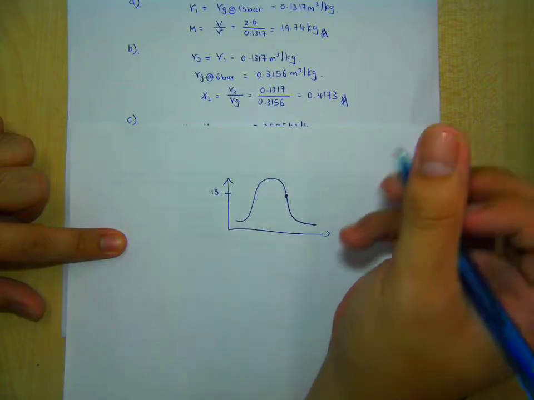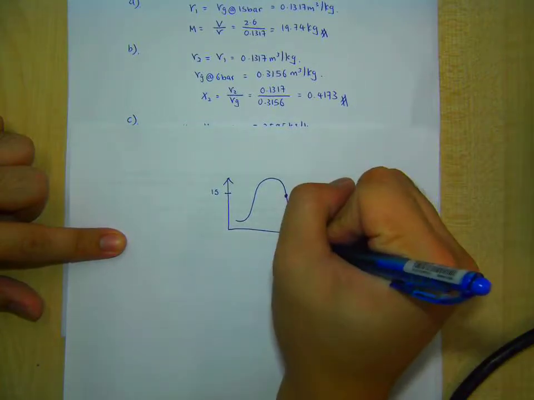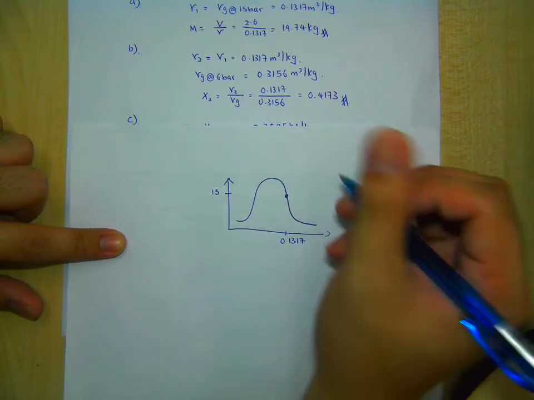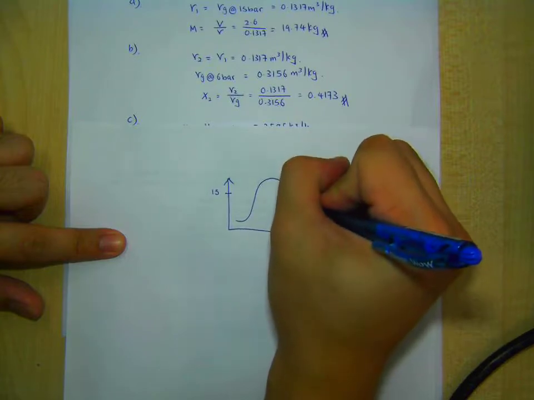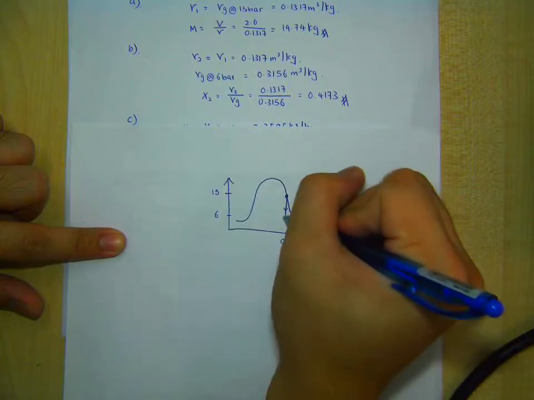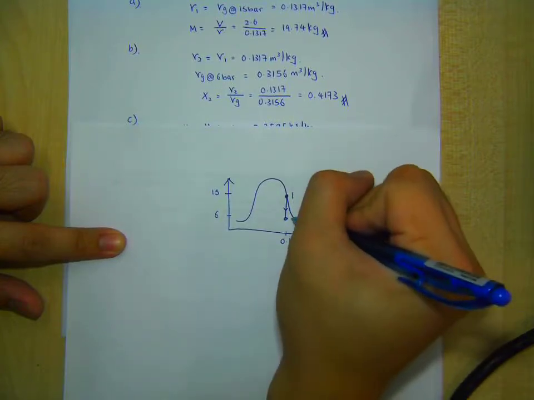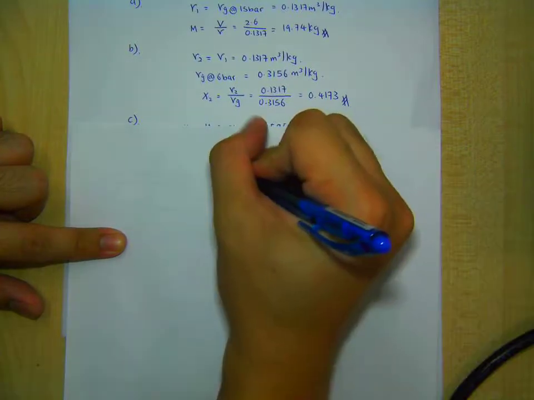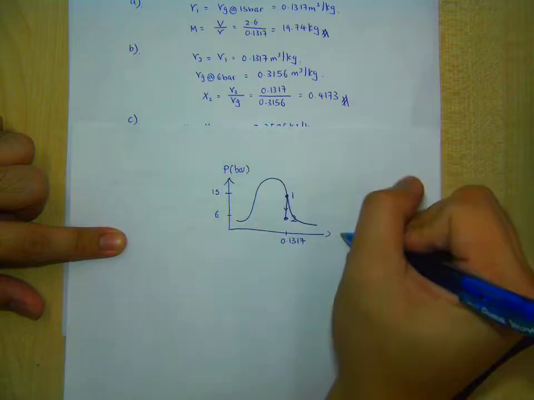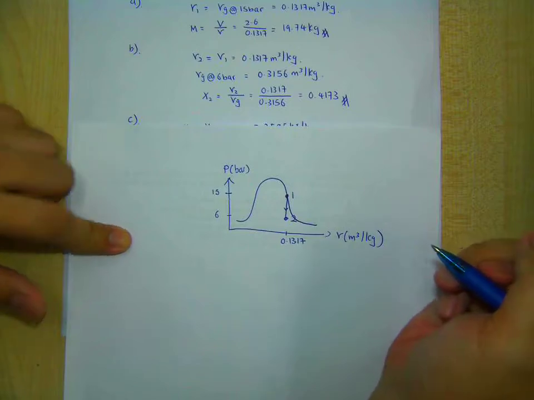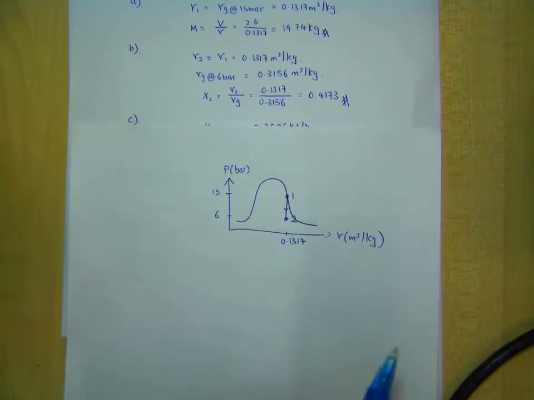And we know that this specific volume is 0.1317. Since it's a constant volume process, it will be a vertical line until it goes up to 6 bar. So this is stage 1, this is stage 2. This is pressure in terms of bar, and this is specific volume in terms of meter cube per kg. So this is the final answer for part F.